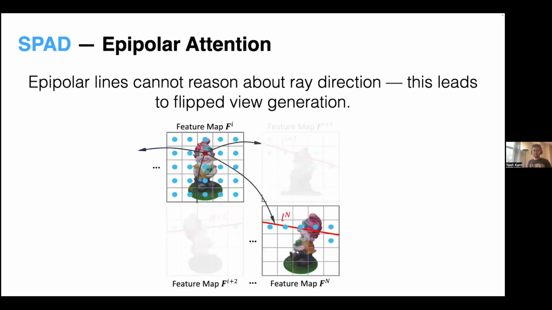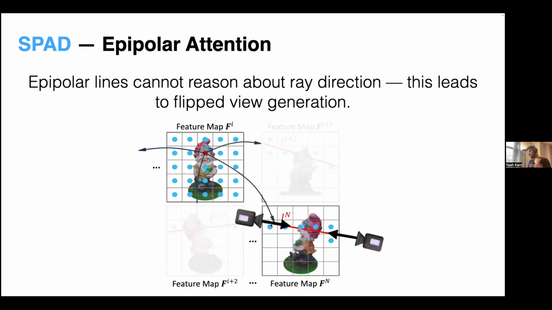And epipolar lines can reason about where it should lie, but they cannot reason about the ray direction. And this leads to one problem that I'll talk about next. So for example, consider these 2 images. This is the source pixel, and this is the epipolar line along which it is attending. The issue here is that this epipolar line can be subtended by 2 different cameras that are placed opposite to each other. And we do not know which one of these cameras has created this line.